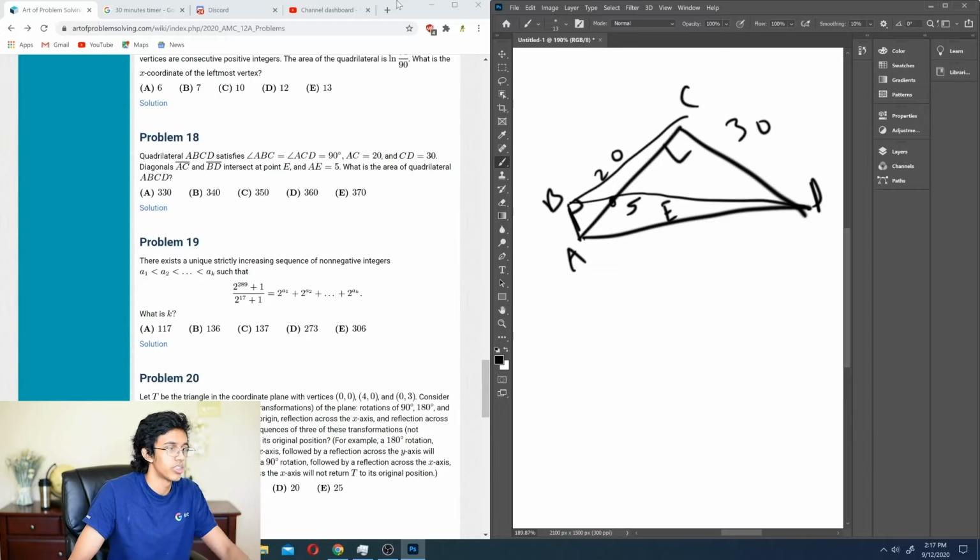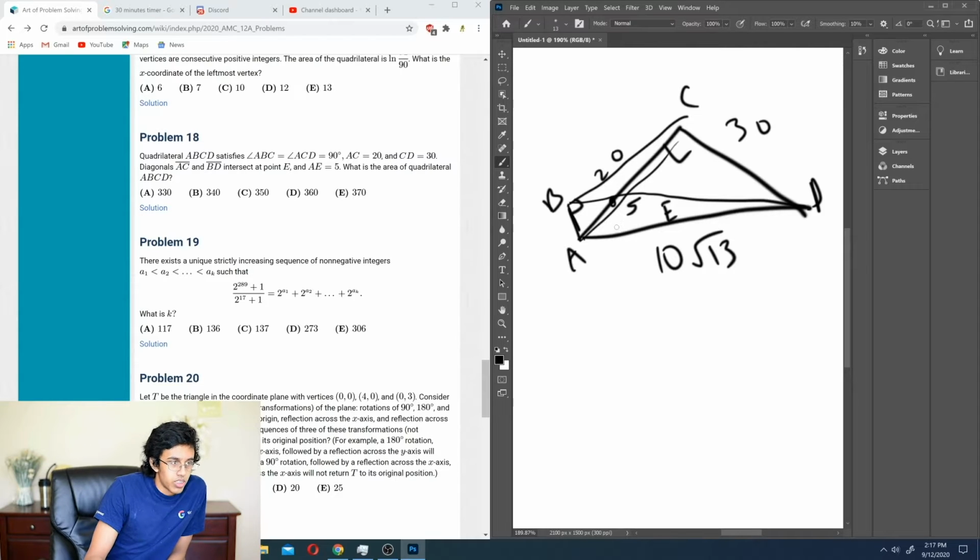20 is this length right here, right? Okay, so we know what this length is then, right? So 20 squared plus 30 squared, 400 plus 900, is root 1300, 10 root 13, okay? And that means nothing. Okay, well, what do we know? Well, what could we possibly tell from this nonsense? So, we know stuff because this is 5, so that means this is 15, right? And that means that we know this length right here.